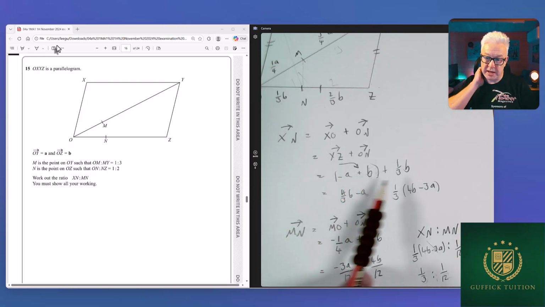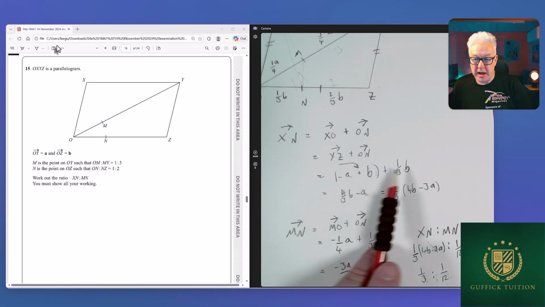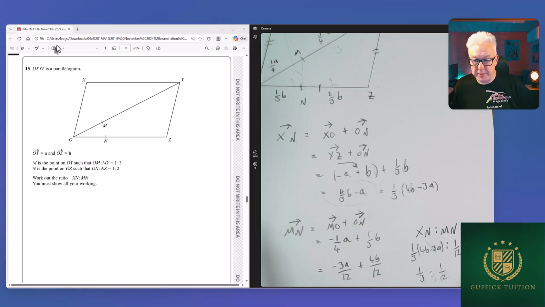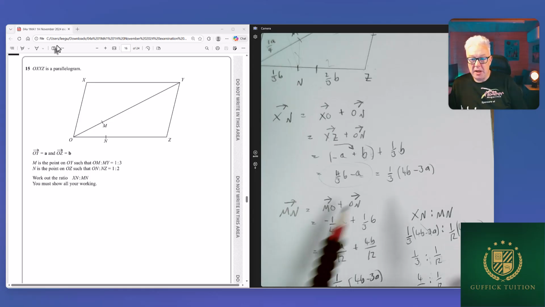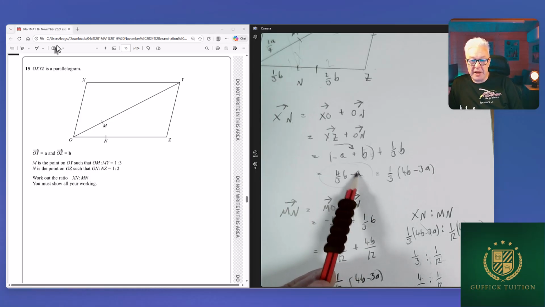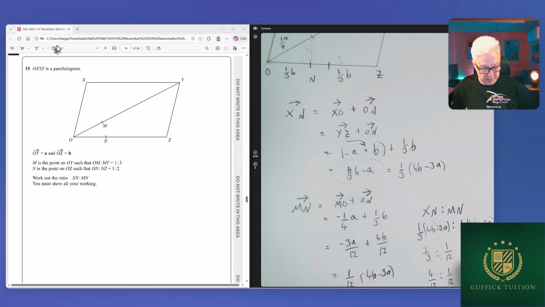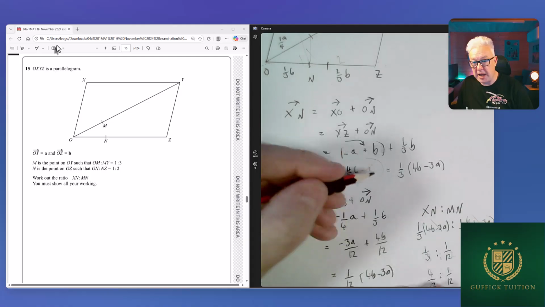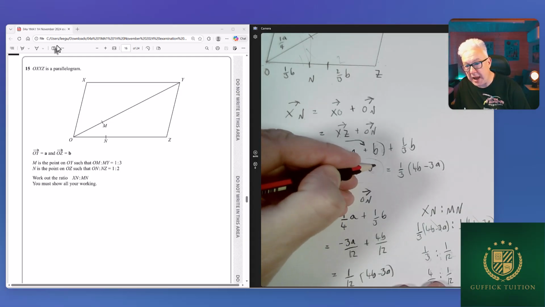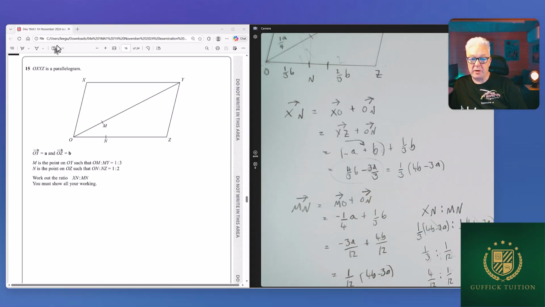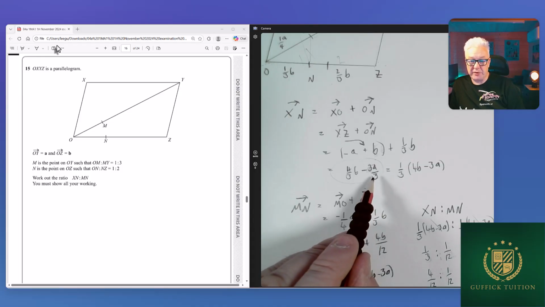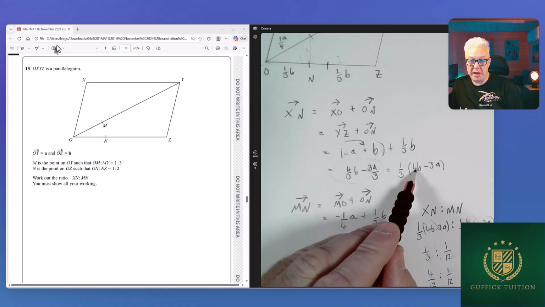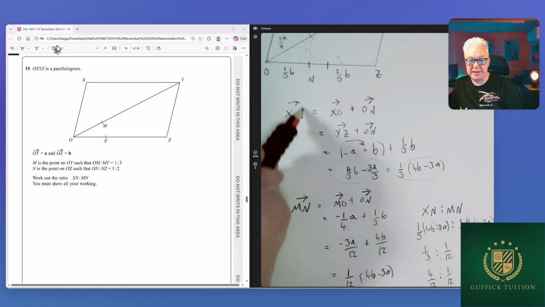So if I just remove this and collect like terms, 1 add 1/3 is 4/3 B, and then we've got minus A. Now, just to help us with the next bit, I'm going to reimagine A as being 3/3. So instead of writing minus A, I'm going to think of it as minus 3A/3. That's just another way of writing minus A. And the reason that's useful is it helps me take out 1/3 outside the brackets. So I've got 1/3 (4B minus 3A) as an expression for XN.